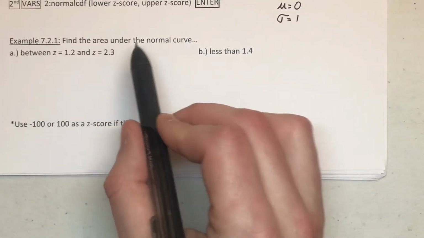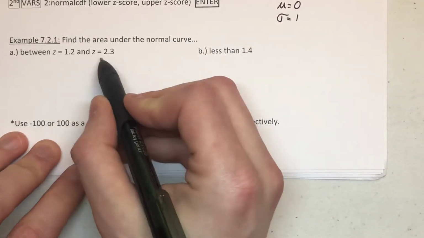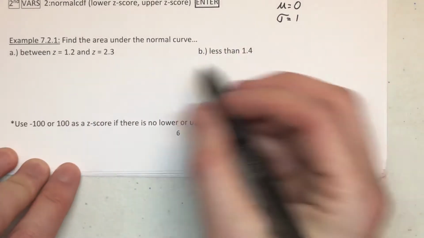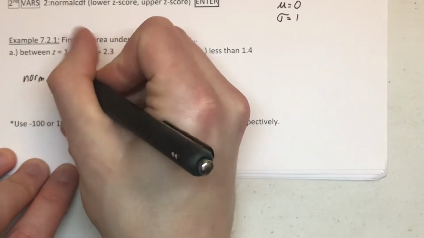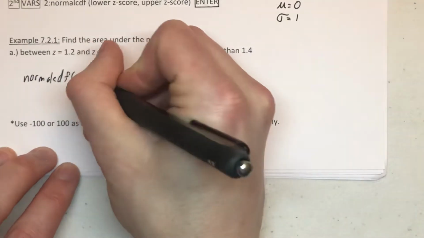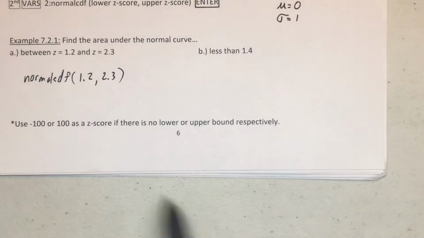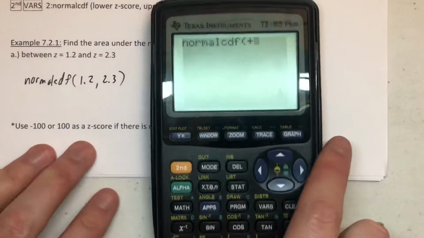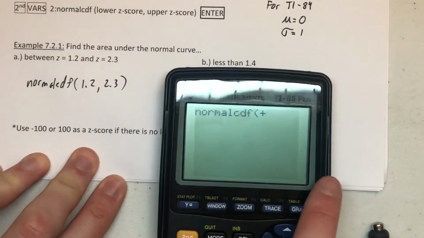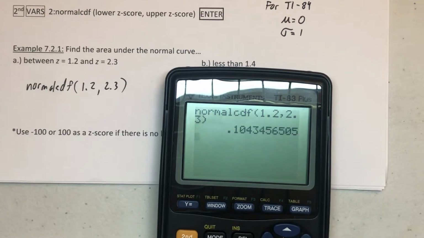Find the area under the normal curve between two values. So if I'm going between 1.2 and 2.3, then I need my normal CDF, 1.2, comma, 2.3. It's as simple as that. Once you've got that written out, we will enter that in our calculator. I've already got normal CDF up there. It's as simple as just typing 1.2, comma, 2.3 and hit enter.